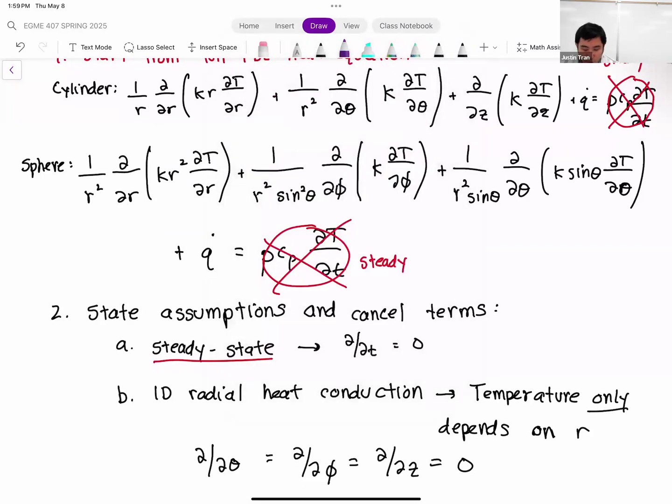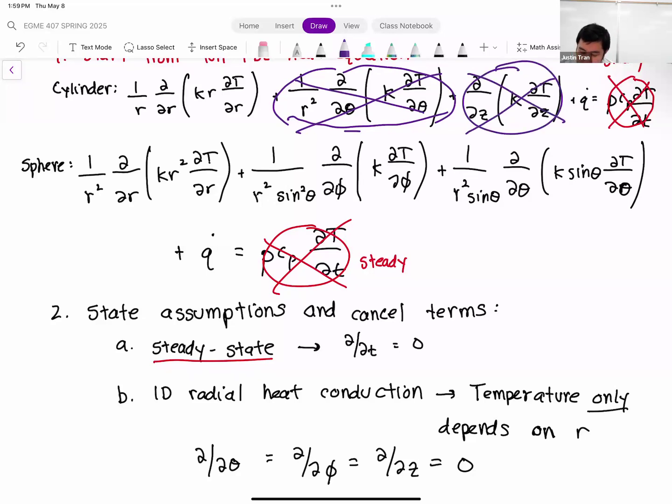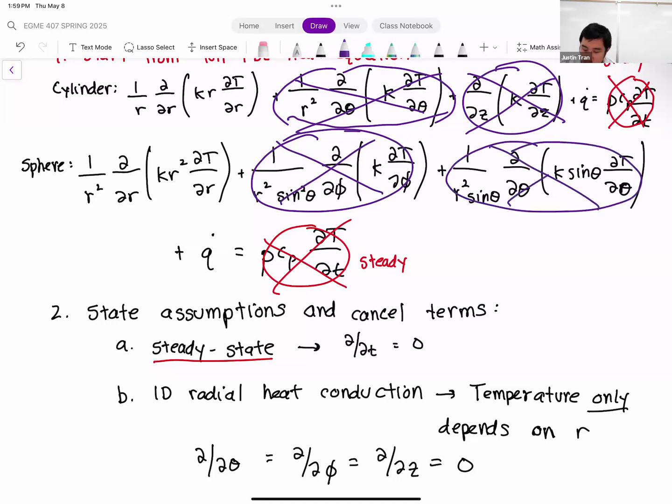So let's go ahead and cancel all those terms in our equation up here. We have this term, which we're going to cancel because we have a derivative with respect to theta. We have this term right here, which is a derivative with respect to z. This term right here, which is a derivative with respect to phi. And this term right here, which is a derivative with respect to theta. Everything that I've canceled in purple is due to the 1D assumption.